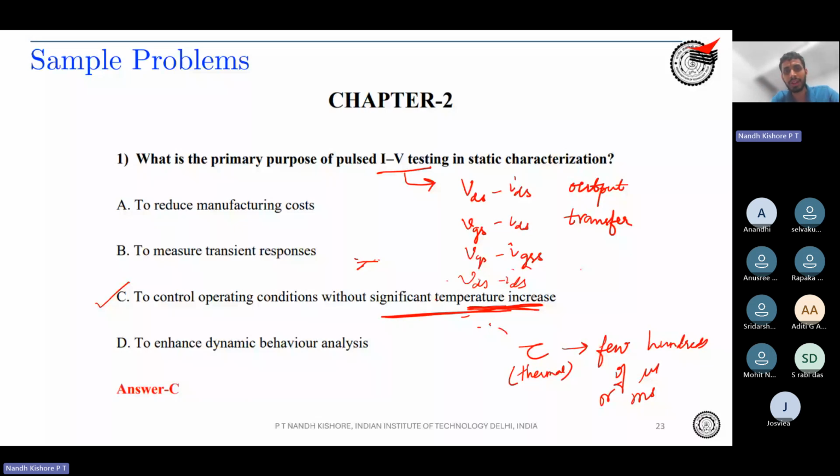Now the point is, if you are subjecting the device to very high values just for a few microseconds, then before the device temperature increases too much, you are turning off the device again. So it's kind of a safe operating scenario for the device. So pulse IV testing allows you to control the operating temperature conditions without significant temperature increase. Okay.